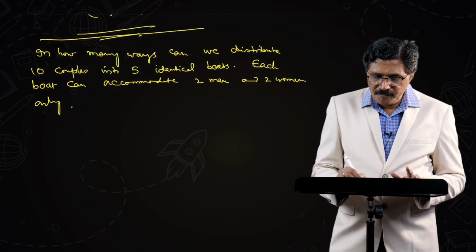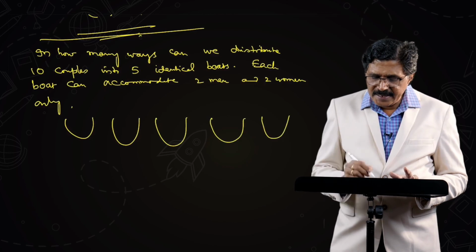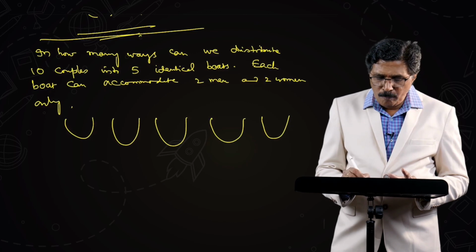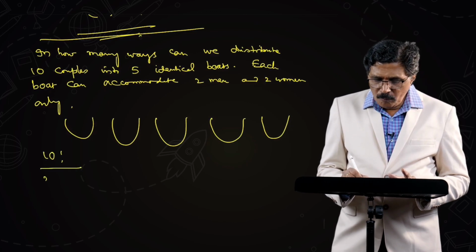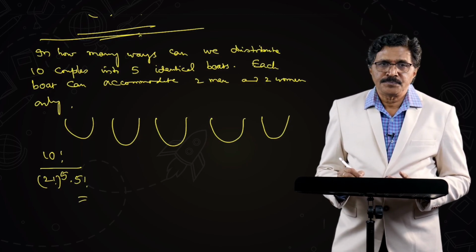So there are 5 identical boats. The 10 men can be distributed in 5 identical boats in 10 factorial by 2 factorial to the power of 5 into 5 factorial ways. Because the boats are identical, this 5 factorial comes in here.